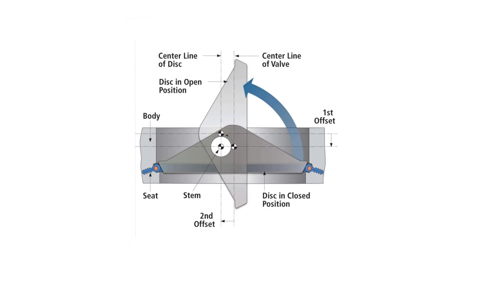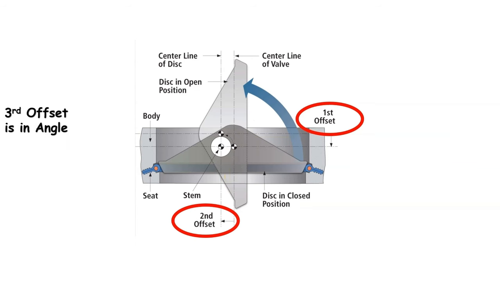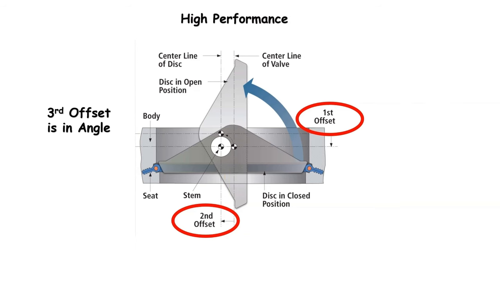The offsets are very important. If you see here, this was the first offset that we noticed. The second offset is coming here. It is trying to shift the shaft from its actual center position. And the third offset is in the angle. Now these kinds of valves are also sometimes called high performance valves. These especially help to seal without a soft seat and can even provide very tight shutoff in a lot of applications with metal to metal seat contact as well.